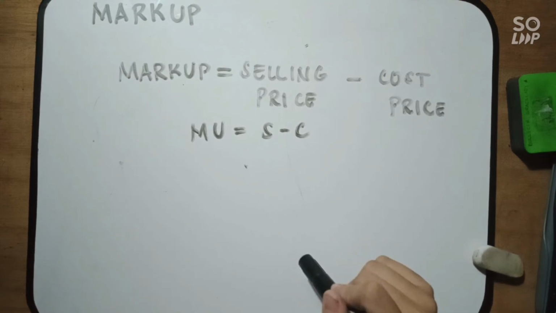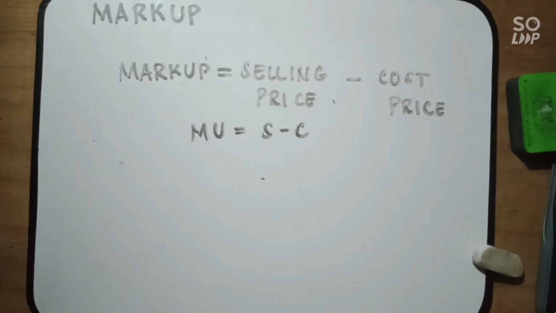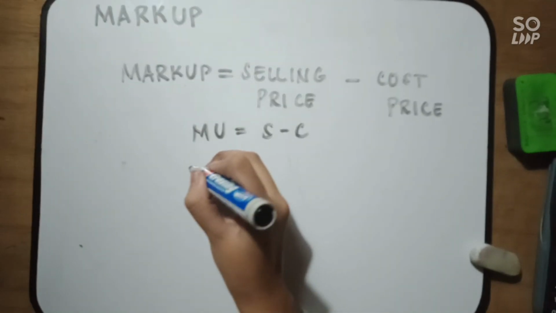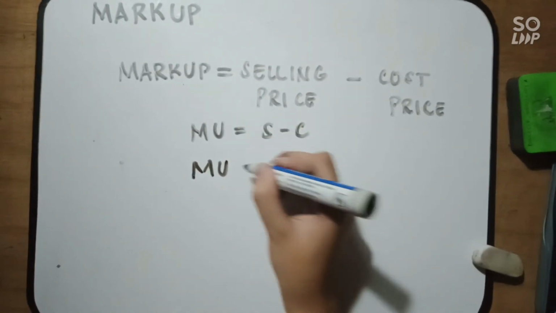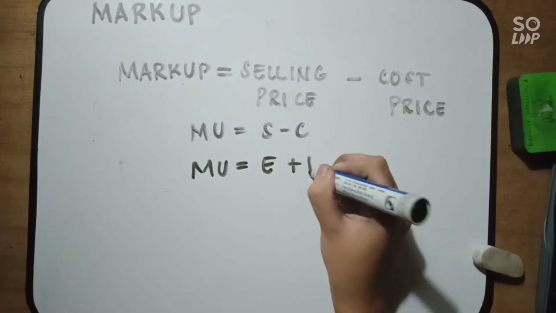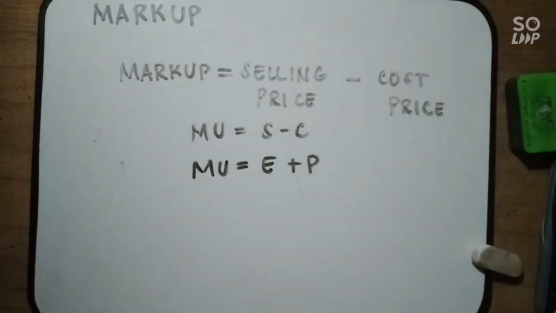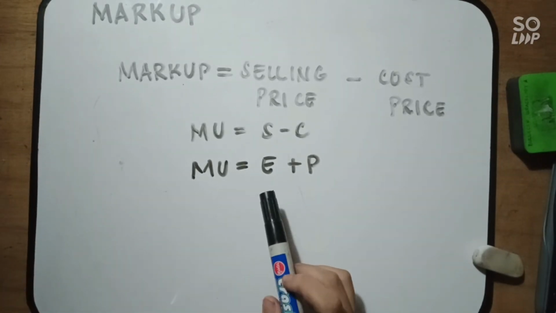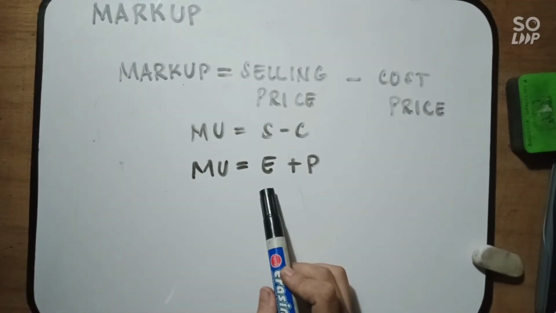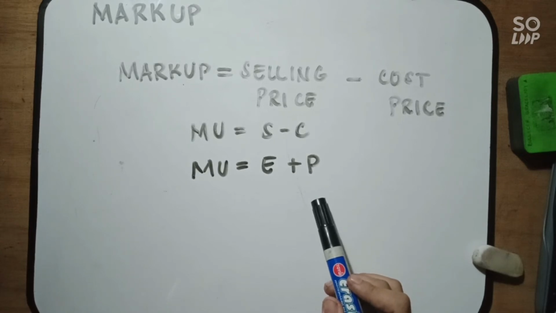So, a markup can also be defined as the sum of the expenses, or what we call the operating costs, and the profit. So the formula for markup with the use of expenses and profit is MU is equal to E plus P, where MU is the markup, E represents the expenses or the operating costs, and P is the profit.